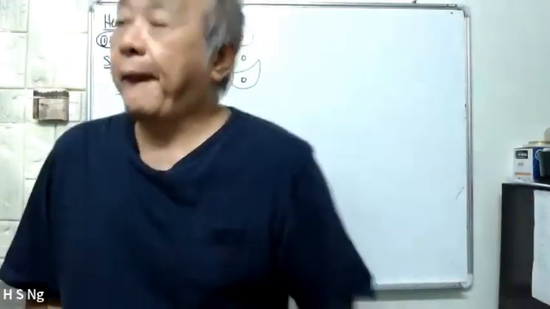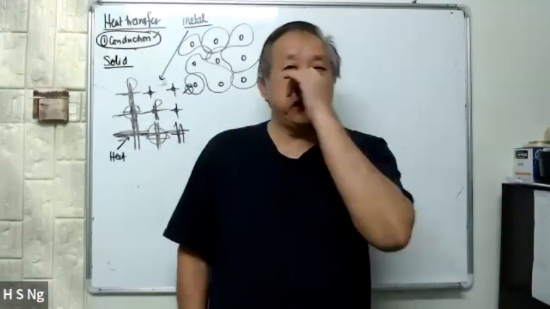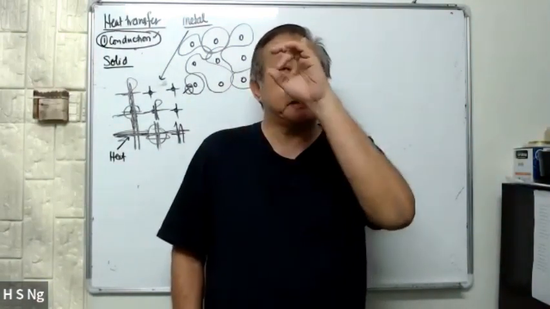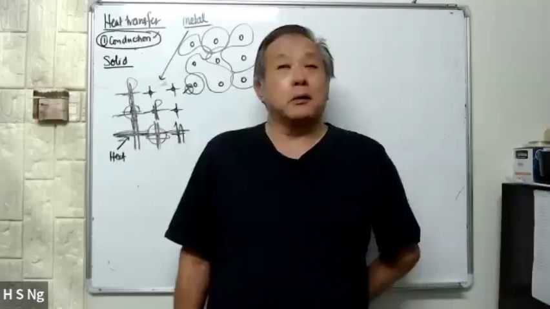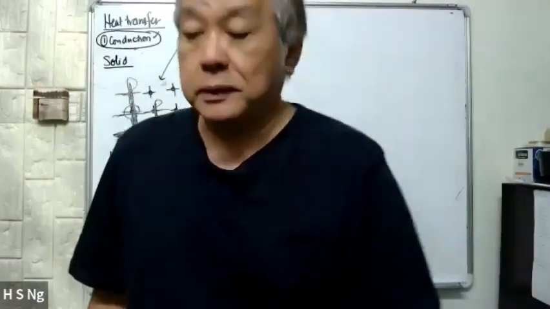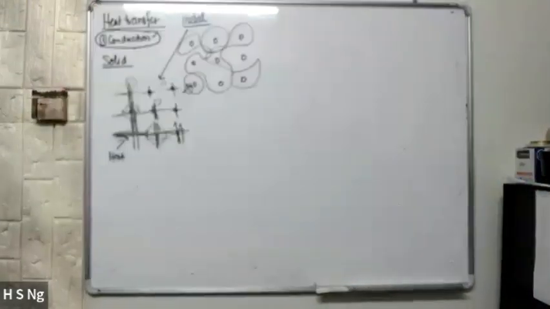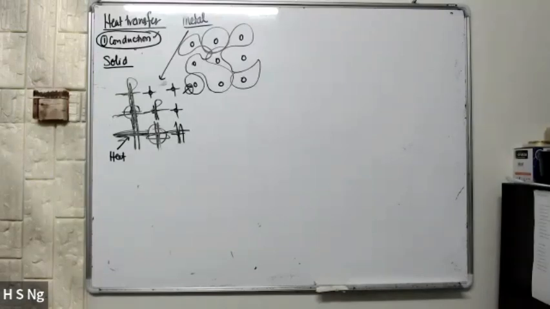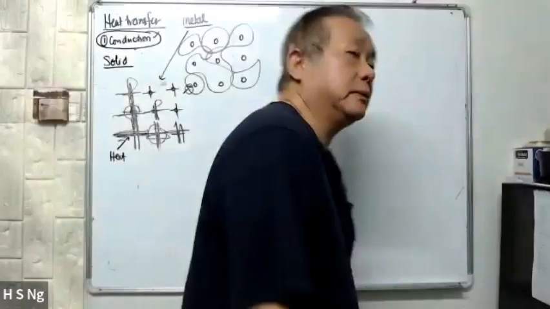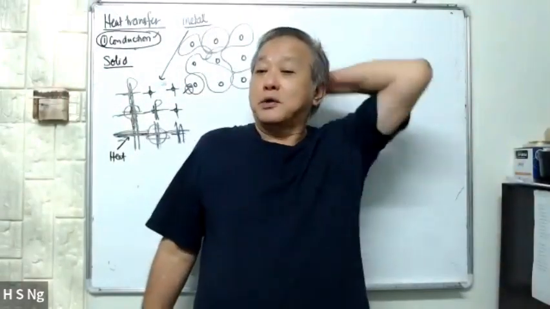So the difference between metal and other solids is that metal has free electrons. That's why metal can conduct heat very fast. This is a very important thing. Now, this topic has only one formula, not like thermodynamics with so many formulas.